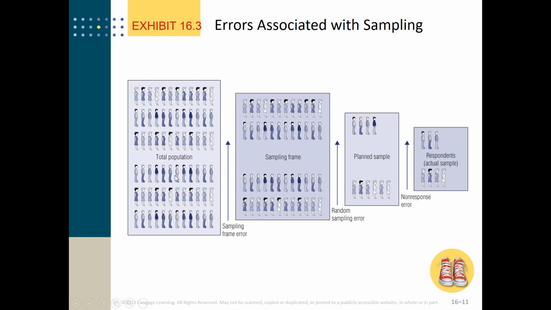So from your target population, when you finally come up with your actual sample, that may not be perfectly representative of the total population. At this stage, we may not be able to eliminate these errors, but we need to make sure that we take all necessary steps to reduce each of them.